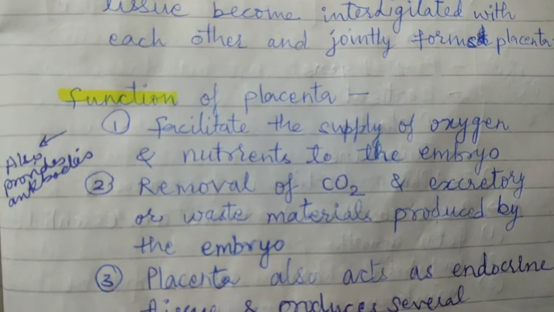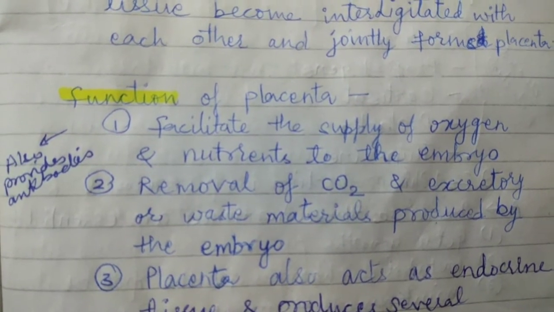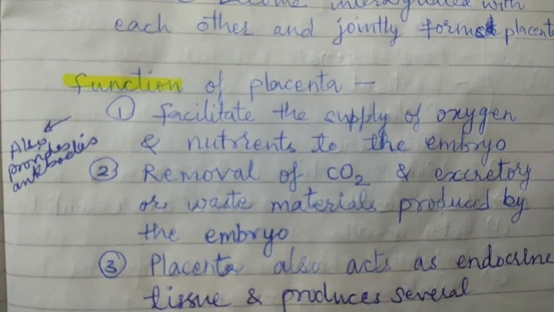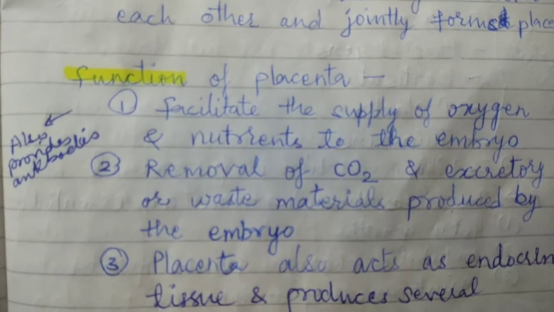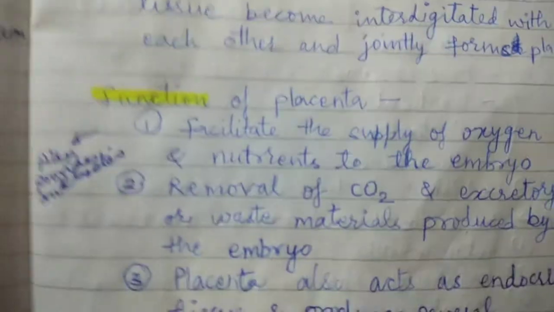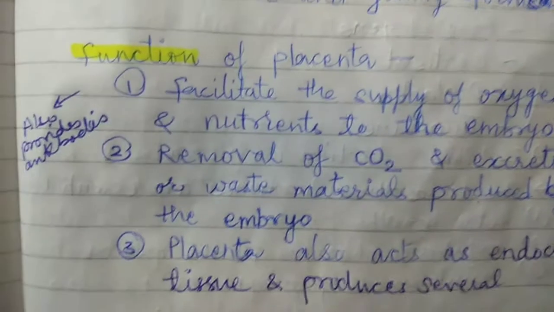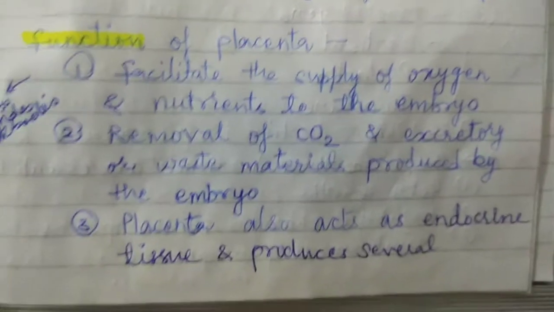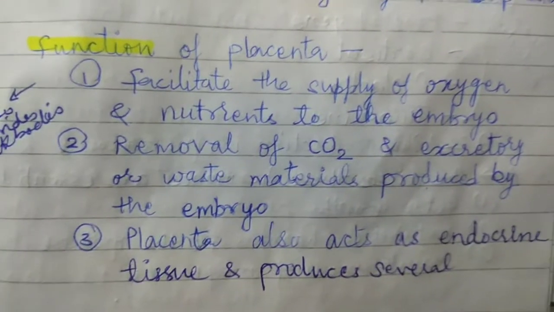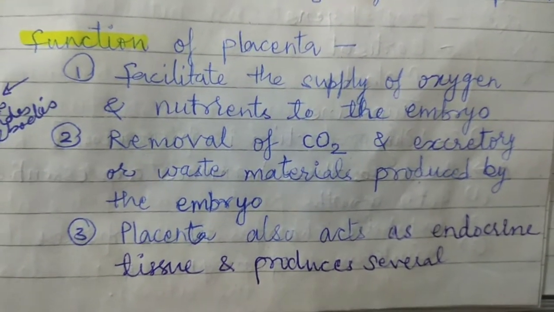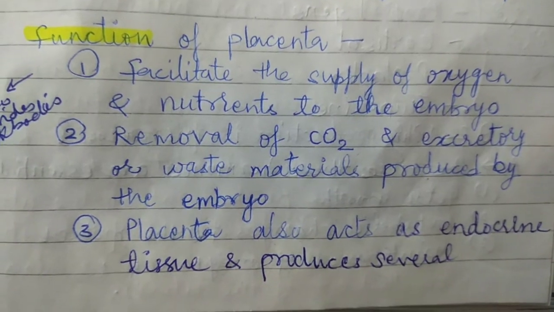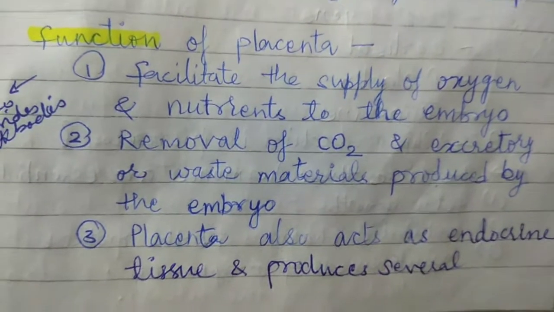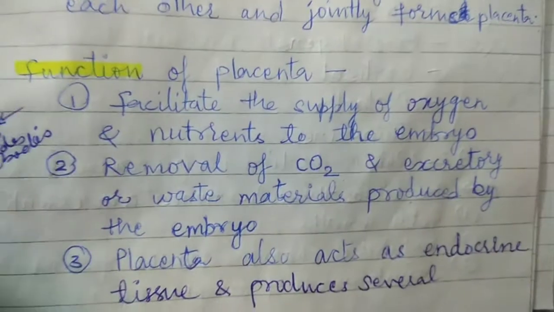So from maternal blood, oxygen and nutrition are given to the embryo, and from the embryo, carbon dioxide and other waste materials are taken away. And from the mother's blood, some antibodies are also passed into the fetus. One important function of placenta is that it acts as endocrine tissue. What will it produce? Hormones. It acts as endocrine tissue and produces several hormones.